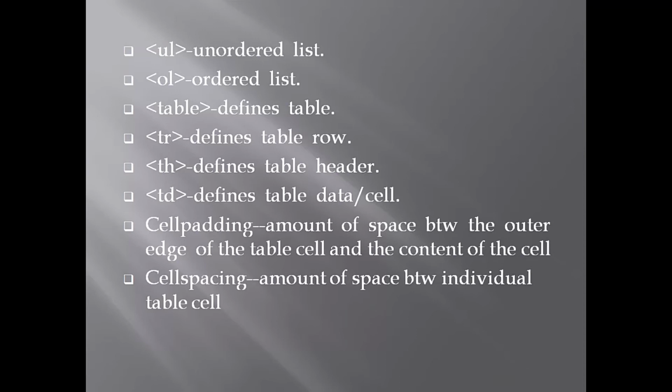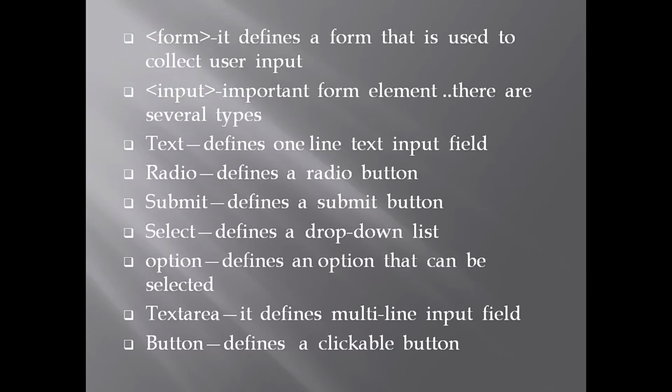UL tag for unordered list, OL for ordered list, table defines a table, TR stands for table row, TH for table header, TD for table data, cell padding and cell spacing. Forms. It defines a form that is used to collect user input.